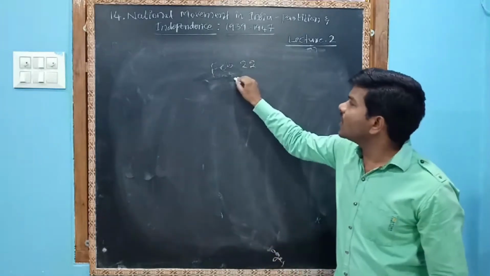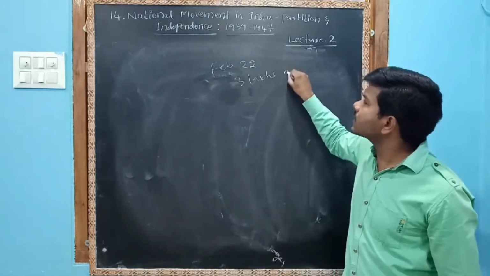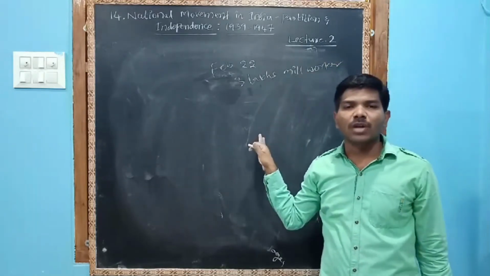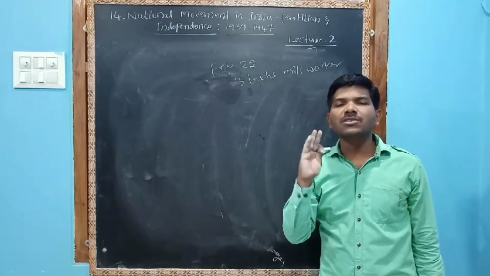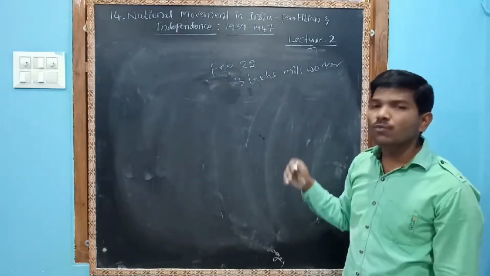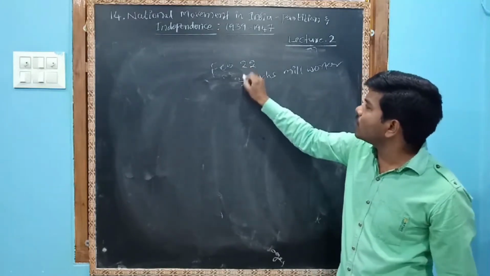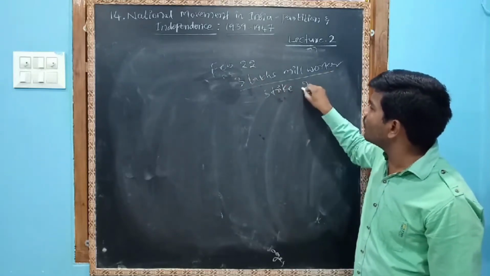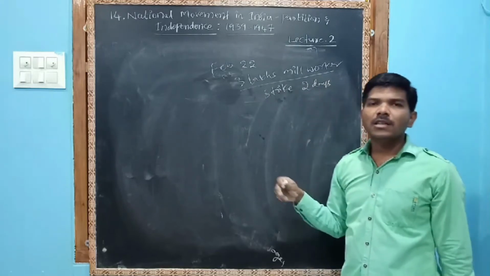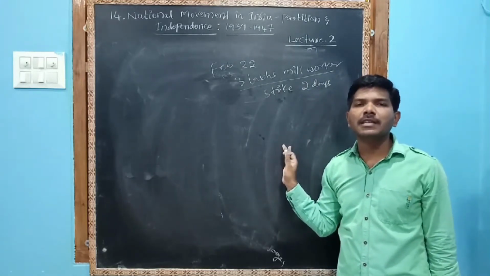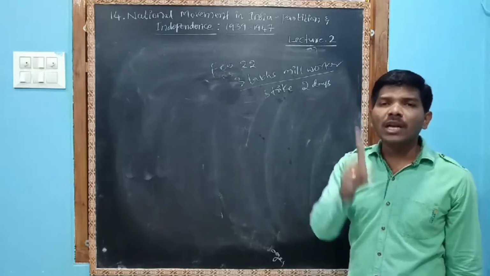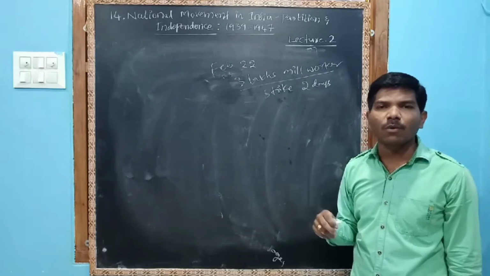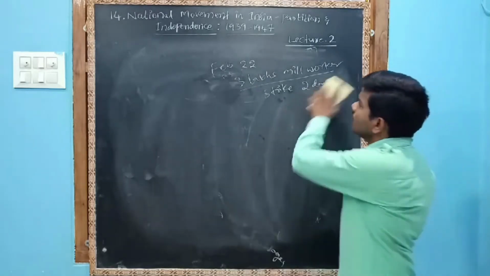On February 22, 3 lakh mill workers went on strike. They went on a voluntary strike for 2 days, very violent. Strike for how many days? 2 days. Their main demand was to release the INA soldiers.